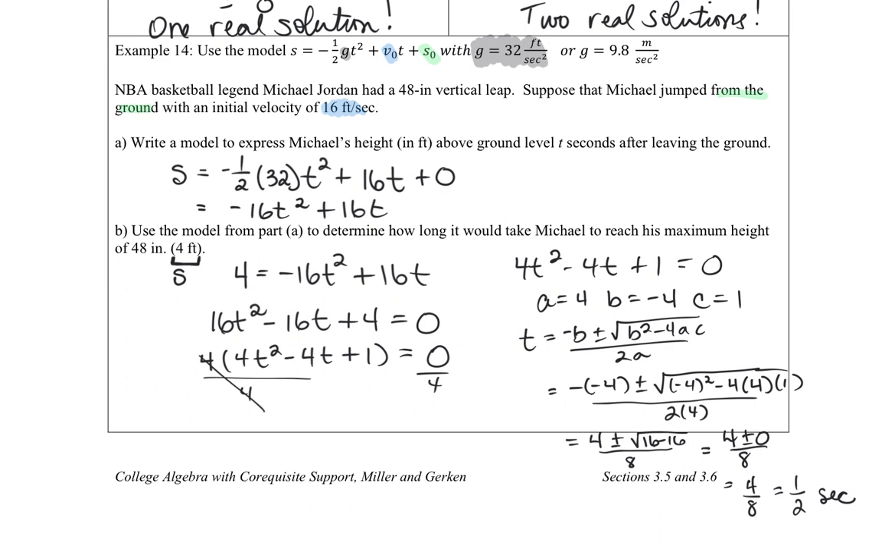It only took him half a second to reach his maximum height. And that's an example of where the discriminant was 0, and so we only got one answer, right? And it makes sense because he only has one maximum height.